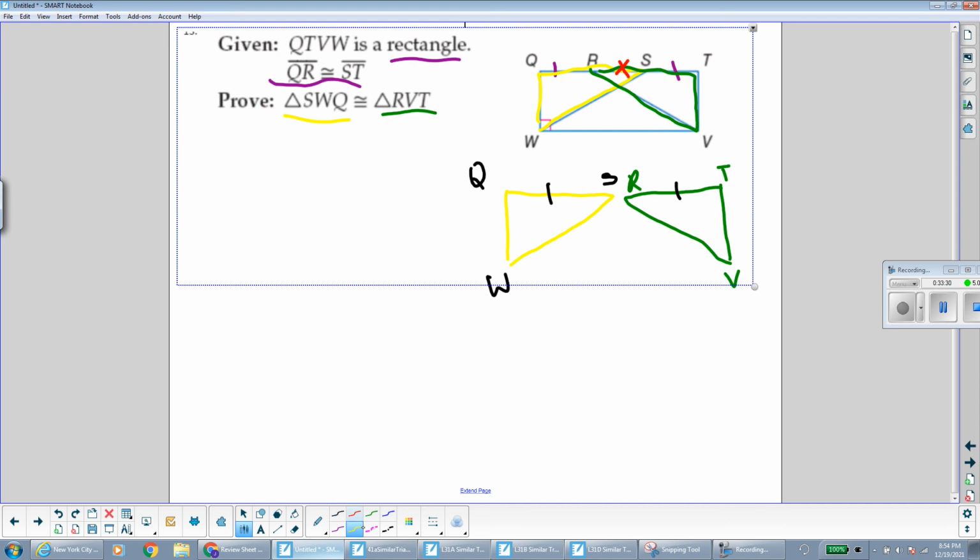We also know that when we have a rectangle, all of the angles are right angles. So I know this is a right angle and this is a right angle. That's this angle over here in the yellow triangle and this angle over here in the green triangle. And I also know when I have a rectangle that all of the properties of parallelograms also apply to the rectangle. I know that opposite sides are congruent, making QW congruent to TV. And if I put it into my separated triangles, we can now really clearly see how to prove the triangles congruent. That would be side, angle, side, side, angle, side.